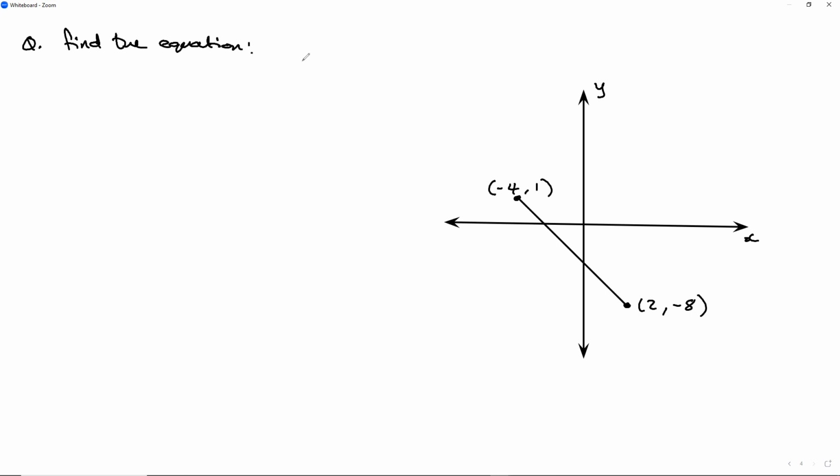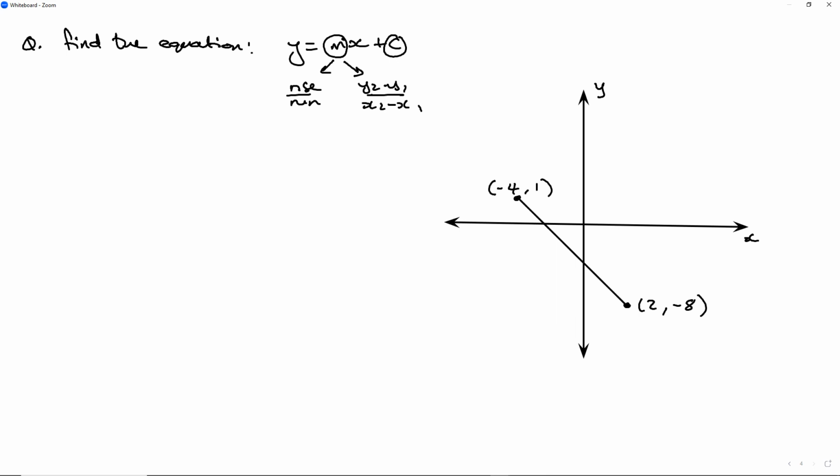Now remember, it's going to be y equals mx plus c, and all I need to do is find m and c. M can be found using rise over run. M can also be found by y2 minus y1 over x2 minus x1. We can choose which one we want to use.